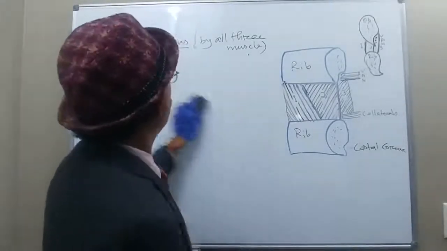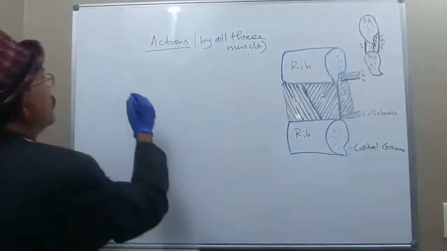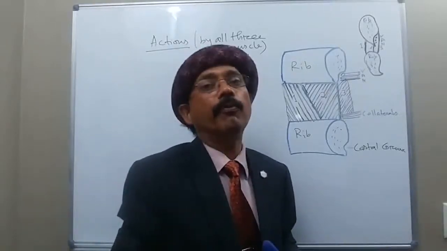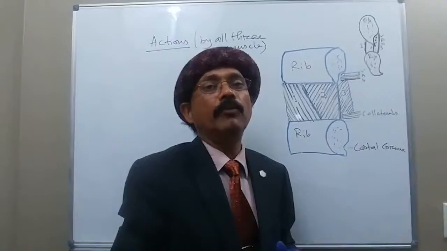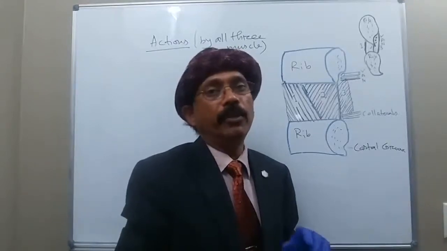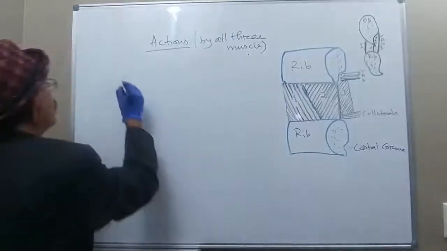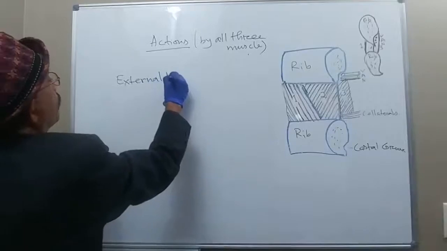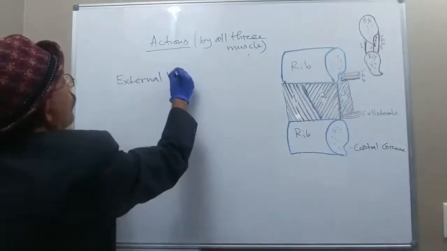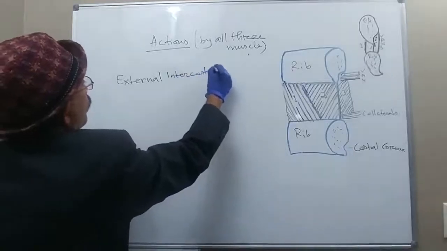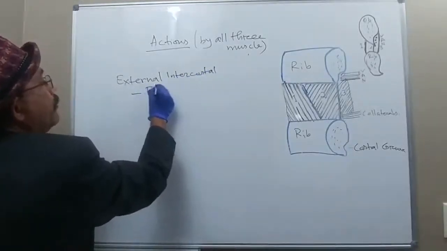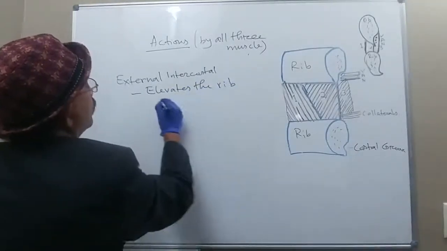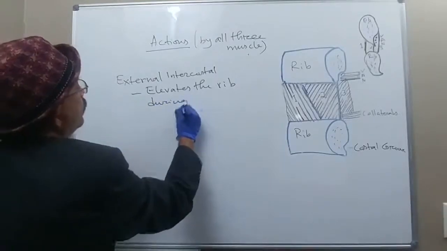Then we have to find out the individual action. We have to remember that individual action is very much distinct in forced inspiration. In normal breathing, the action is not very much distinct. So the external intercostal elevates the rib during inspiration.